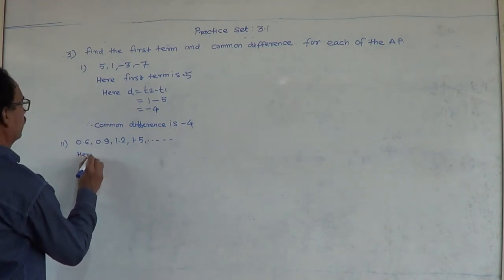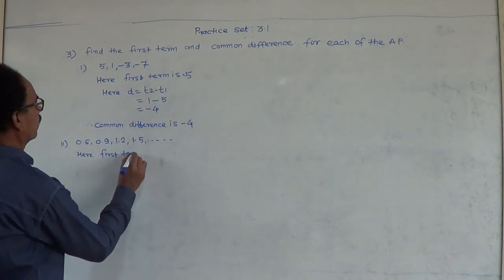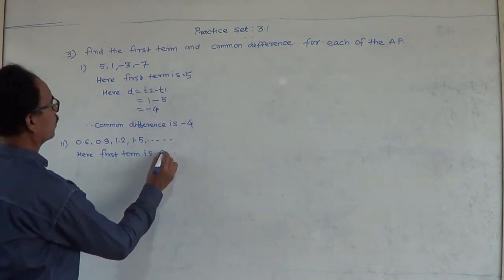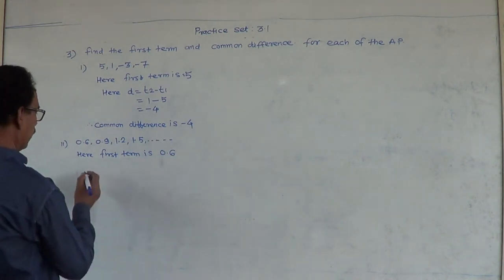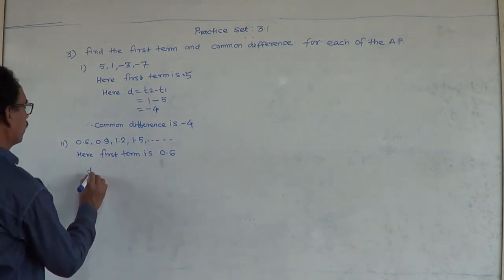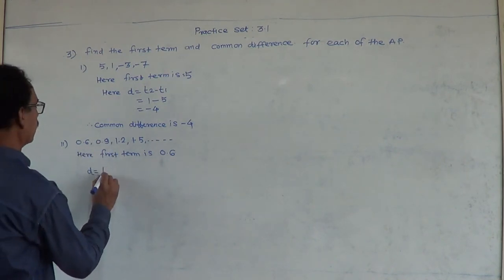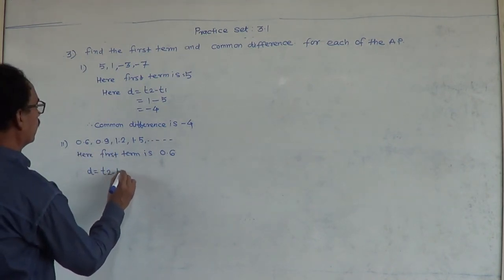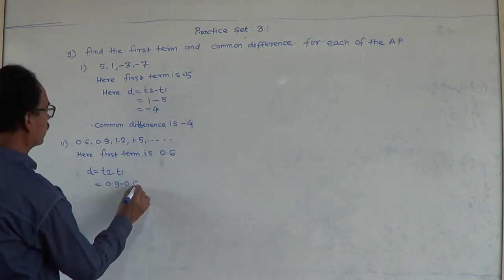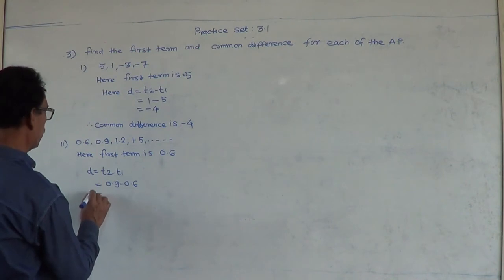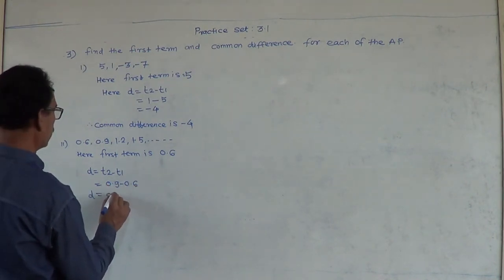Here first term is 0.6. To find the value of d, we will take d equal to t2 minus t1, that is 0.9 minus 0.6. So the answer of d will be 9 minus 6, this will be 0.3.